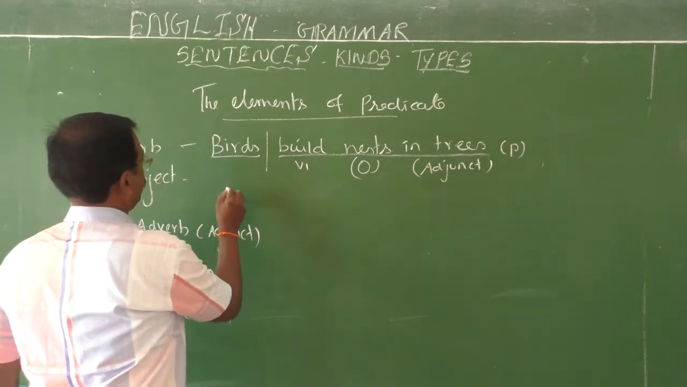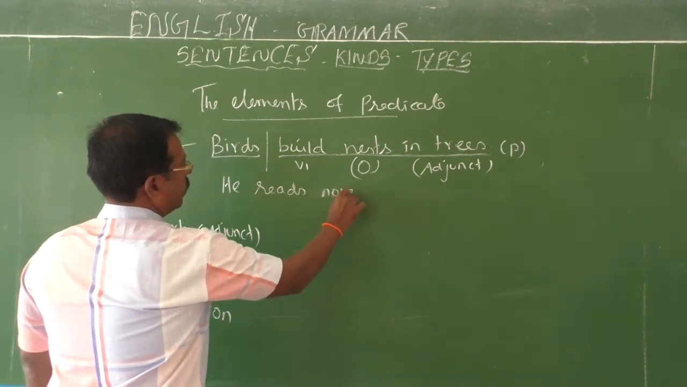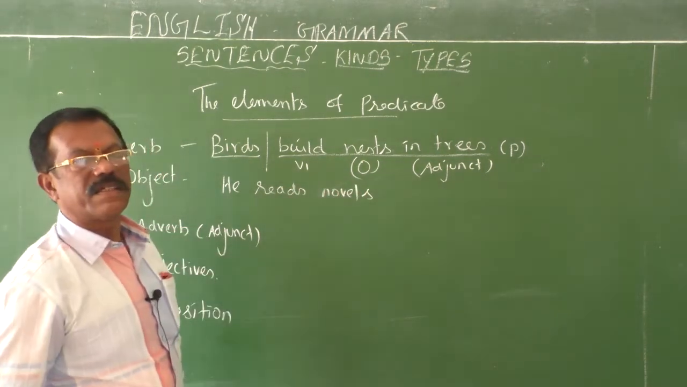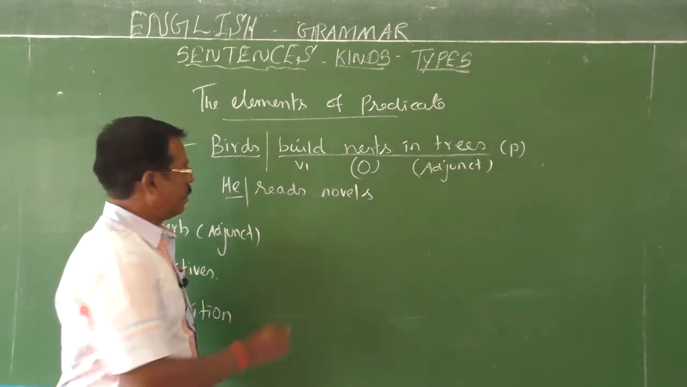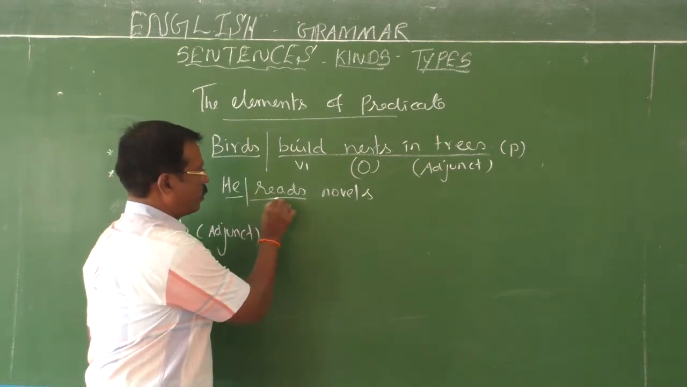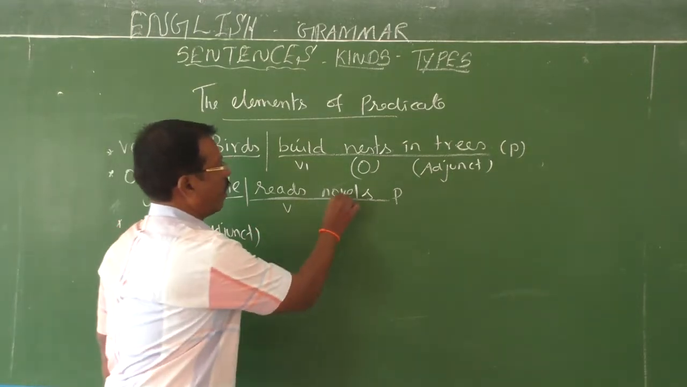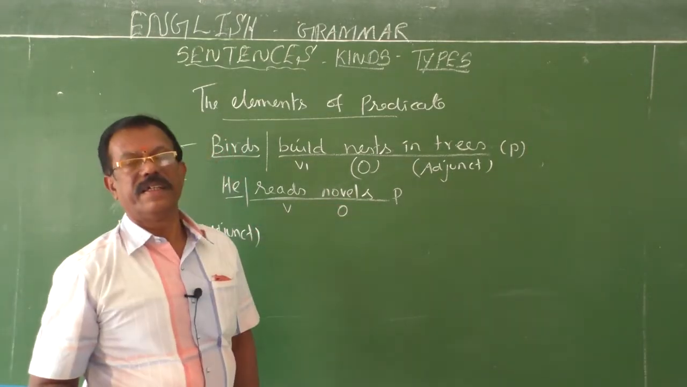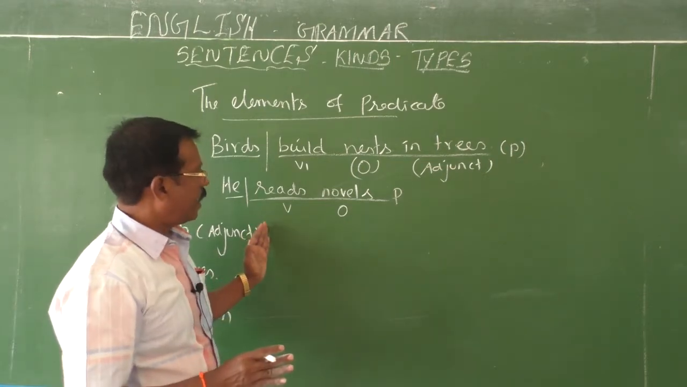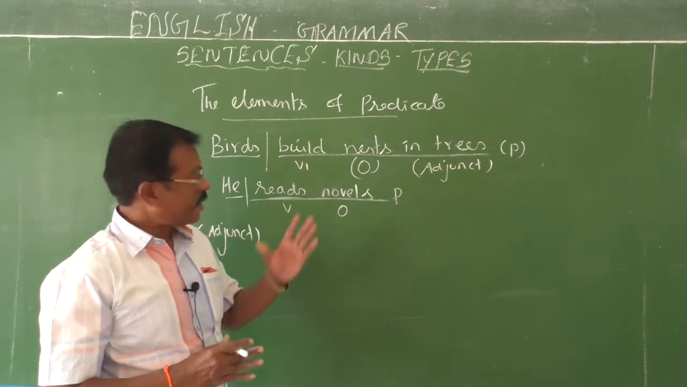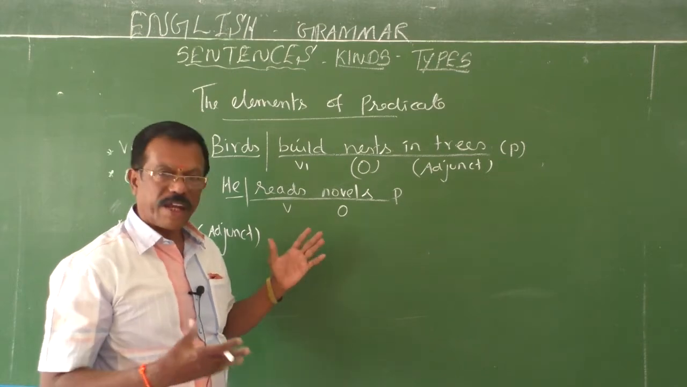See here an object. He reads novels. In the sentence, he is a subject part of a sentence. Reads is a finite verb. This is totally predicate. In the predicate, reads is a verb. He reads what? Novels is an object. So, a predicate part may consist of a verb and an object. But there is no need. It is an optional element. Without object also you can frame sentences.